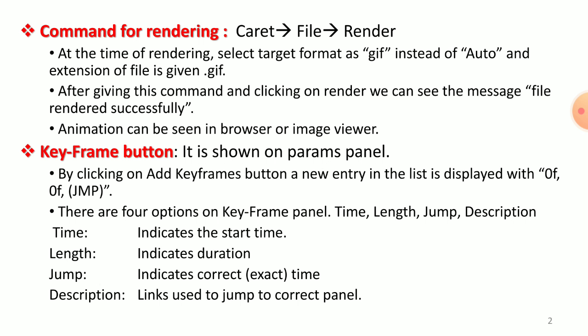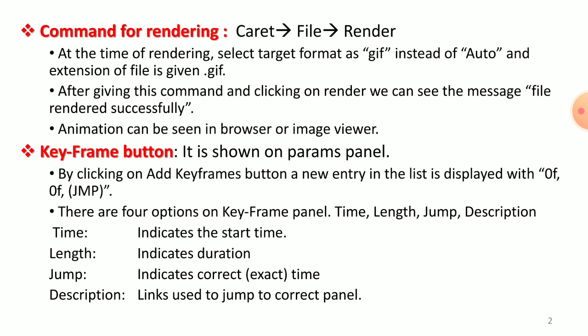Next is a keyframe button. It is shown on params panel. That means a bottom side panel. By clicking on add keyframes button, a new entry in the list is displayed with 0f jump. That means first frame is always 0f, and the second and the third and the fourth, fifth as per your animation requirement to add a keyframe.